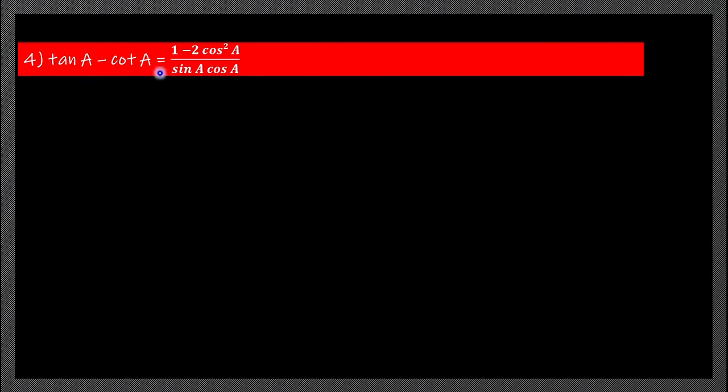tan A minus cot A equals (1 minus 2 cos square A) divided by sin A cos A. People more or less think the RHS is complicated and they start from there, but they end up getting stuck in some of the steps. But actually, when tan and cot, or secant or cosecant, is given, start from wherever those things are given so that it's easier for us to arrive at sine and cos.